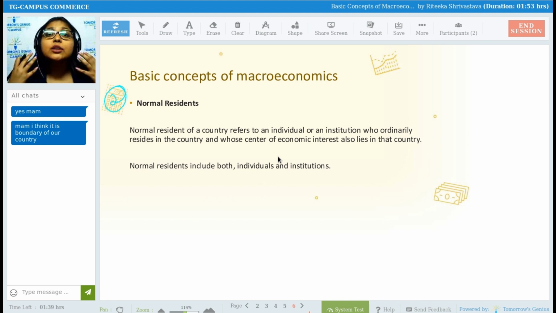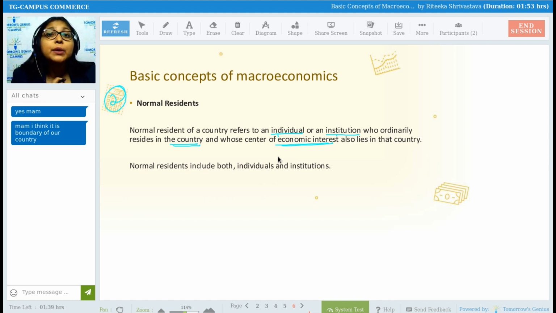So you should know who is called a normal resident of the country. A normal resident of the country refers to an individual or an institution who ordinarily resides in the country and whose economic interest also lies in that country. So this is a simple meaning of normal resident. Normal resident basically means a normal person who is staying in that respective country and whose economic interest lies in that country.